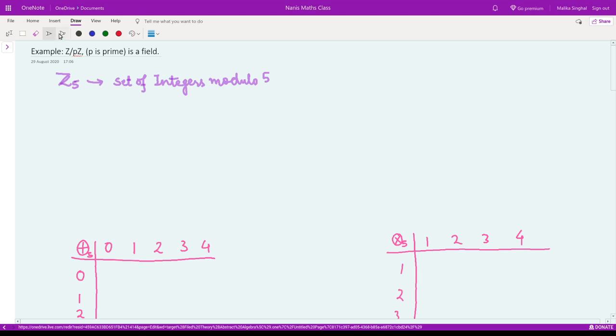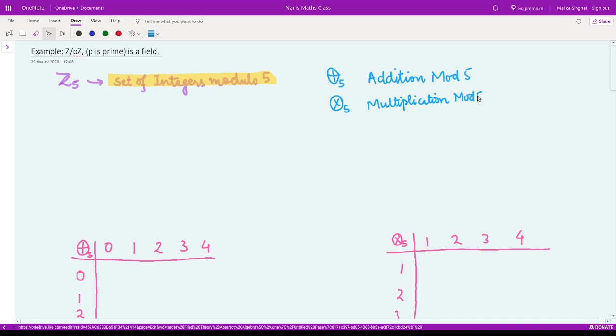In this video we are going to see an example, which is the set of integers modulo 5. So what is this set? First of all, let us define this set. In this set we have two operations. What are those? For a field, these are addition modulo 5 and multiplication modulo 5. These two operations are there. This is known as addition mod 5, and this is known as multiplication mod 5.